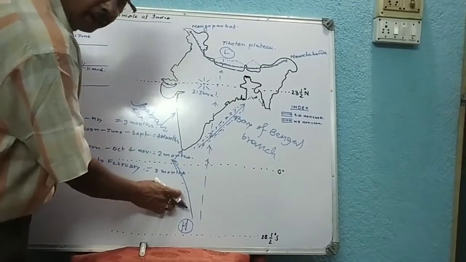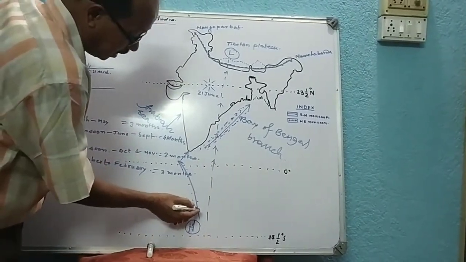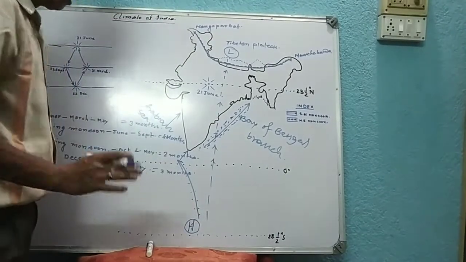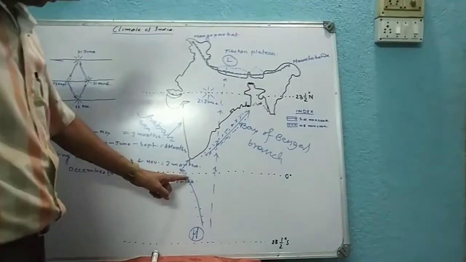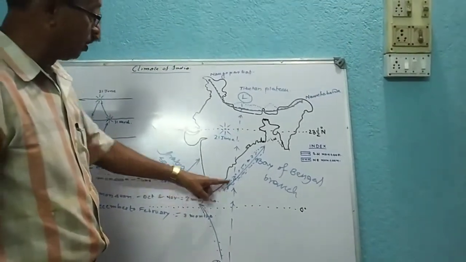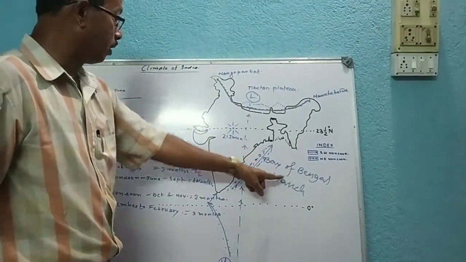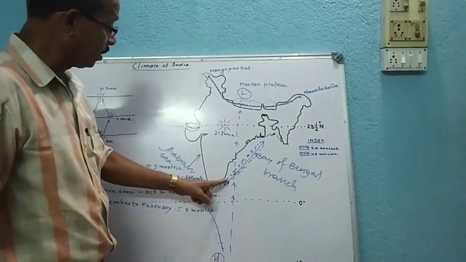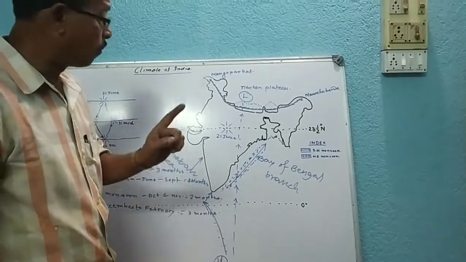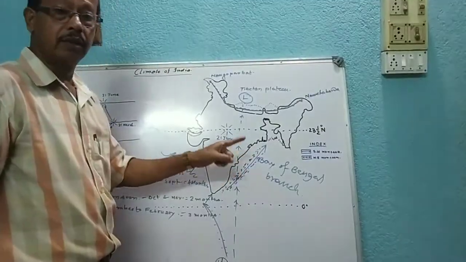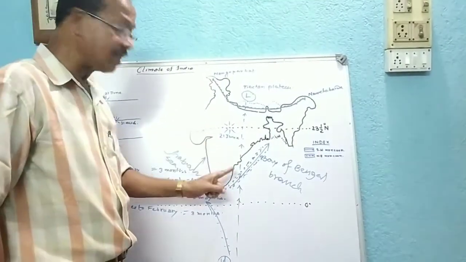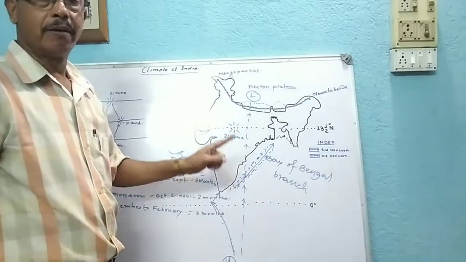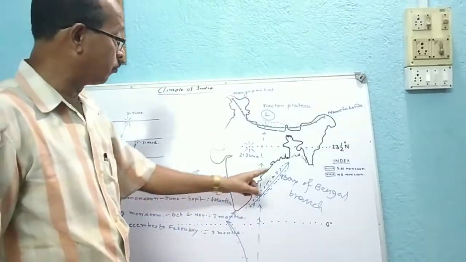When it is in the southern hemisphere, it is cold in nature, so it doesn't retain a huge amount of moisture from the ocean. When it crosses the equator and blows over the Bay of Bengal, the temperature and moisture retaining capacity of this prevailing wind are both increasing. So with the increasing temperature, it retains maximum moisture with it.